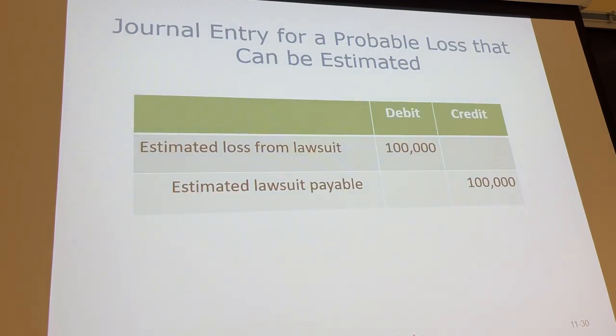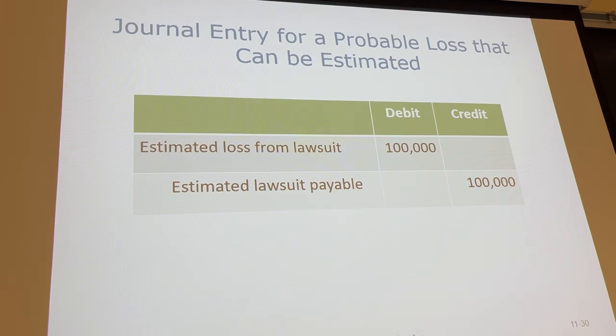Let's say we failed to pay our workers overtime, and our law firm tells us it's very likely that if this goes to trial, we're going to lose the lawsuit, and so we might as well settle with the employees. And if we settle with the employees, we're probably going to have to pay out about $100,000. Well, then what we should do is journalize it something like this.